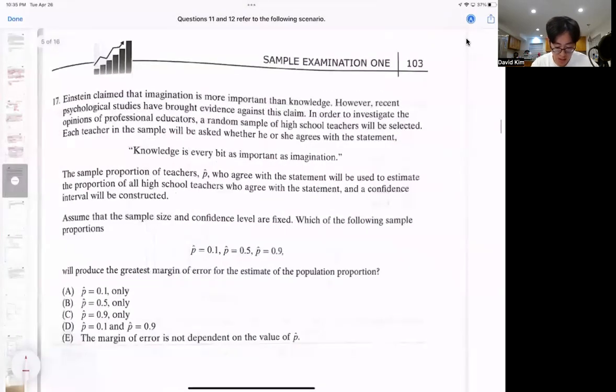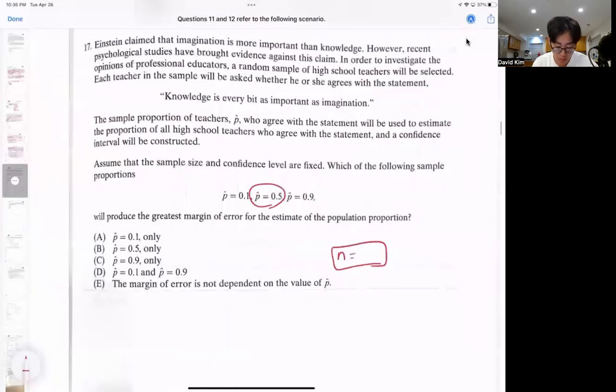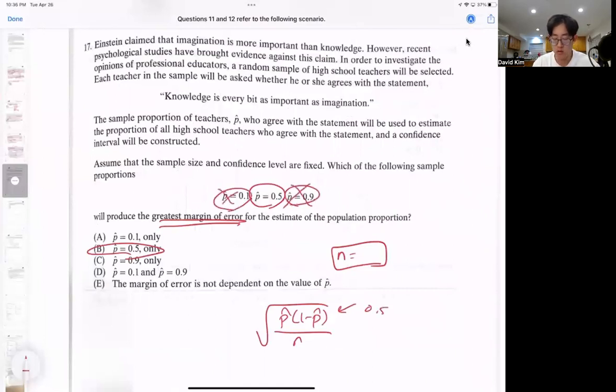All right, 17. We've done this before. Whenever you're trying to solve for the sample size, you want to make the sample proportion as large as possible, so as to produce the greatest margin of error. Remember, the margin of error is accounted for by p-hat times (1 minus p-hat) over n. In order to make this numerator value as great as possible, we need to put 0.5. All of the other ones will not give you the largest numerator value, so it's only going to be B.